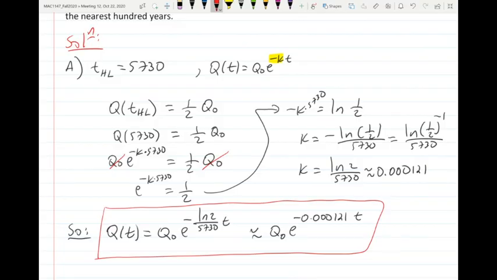As long as you assume that the half-life is 5,730 years. Okay, so the point is that if you know the half-life of a substance, you have to be able to figure out the corresponding exponential decay model. That's what this exercise was about. Given the half-life, how to find the model. Do you understand how we did this? Do you understand how we found this model?